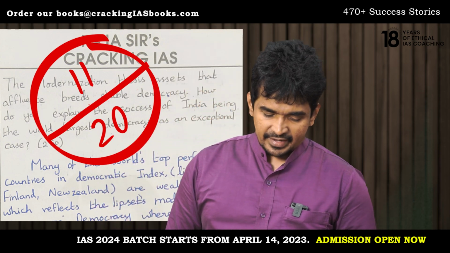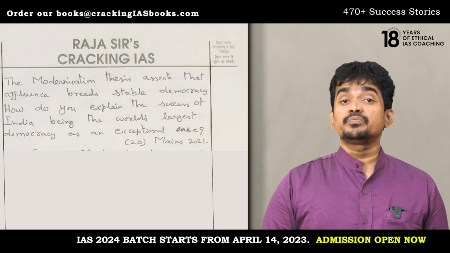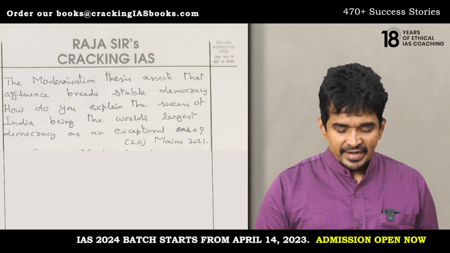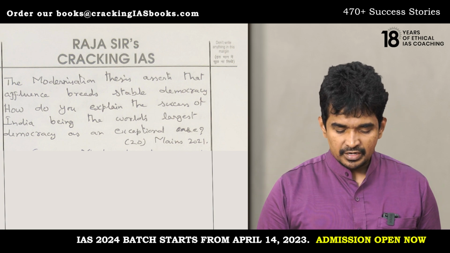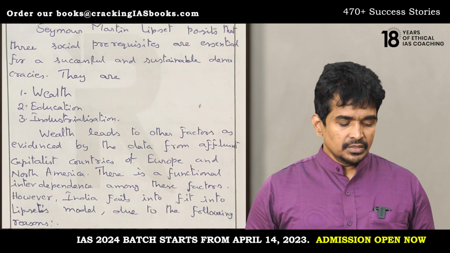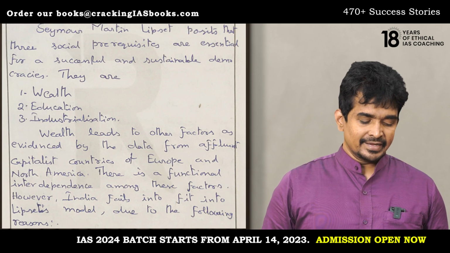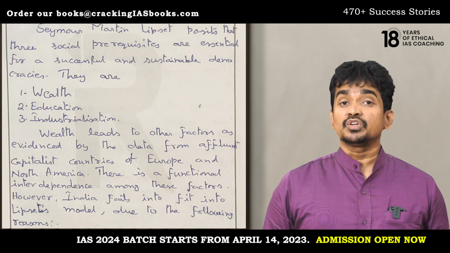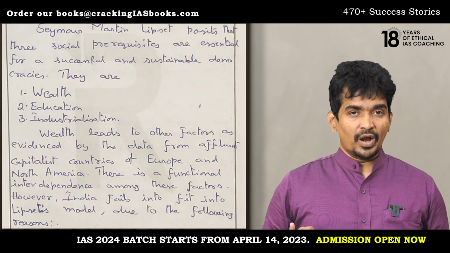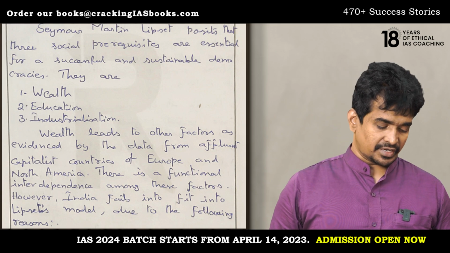So again, I am reading the question. The modernization thesis asserts that affluence breeds a stable democracy. How do you explain the success of India, the world's largest democracy, as an exceptional case, right? Fine. See, Seymour Martin Lipset posits that three social prerequisites are essential for a successful and sustainable democracy. They are: 1. Wealth, 2. Education, 3. Industrialization, right?